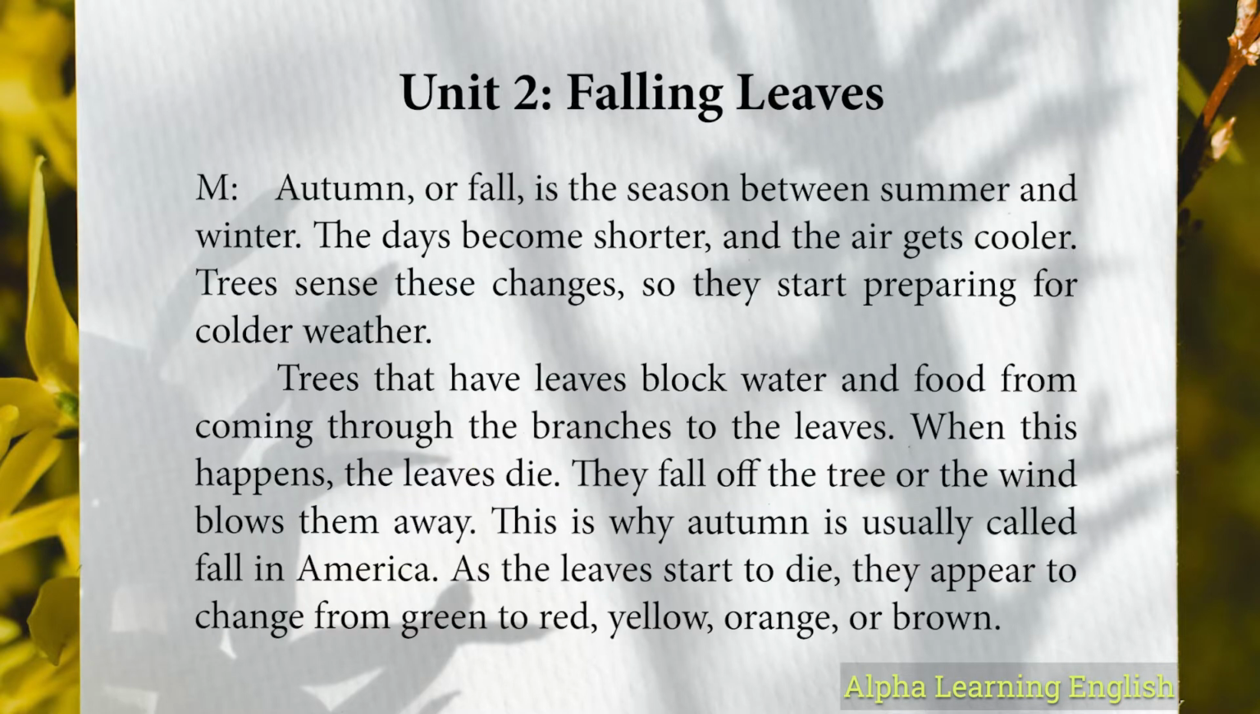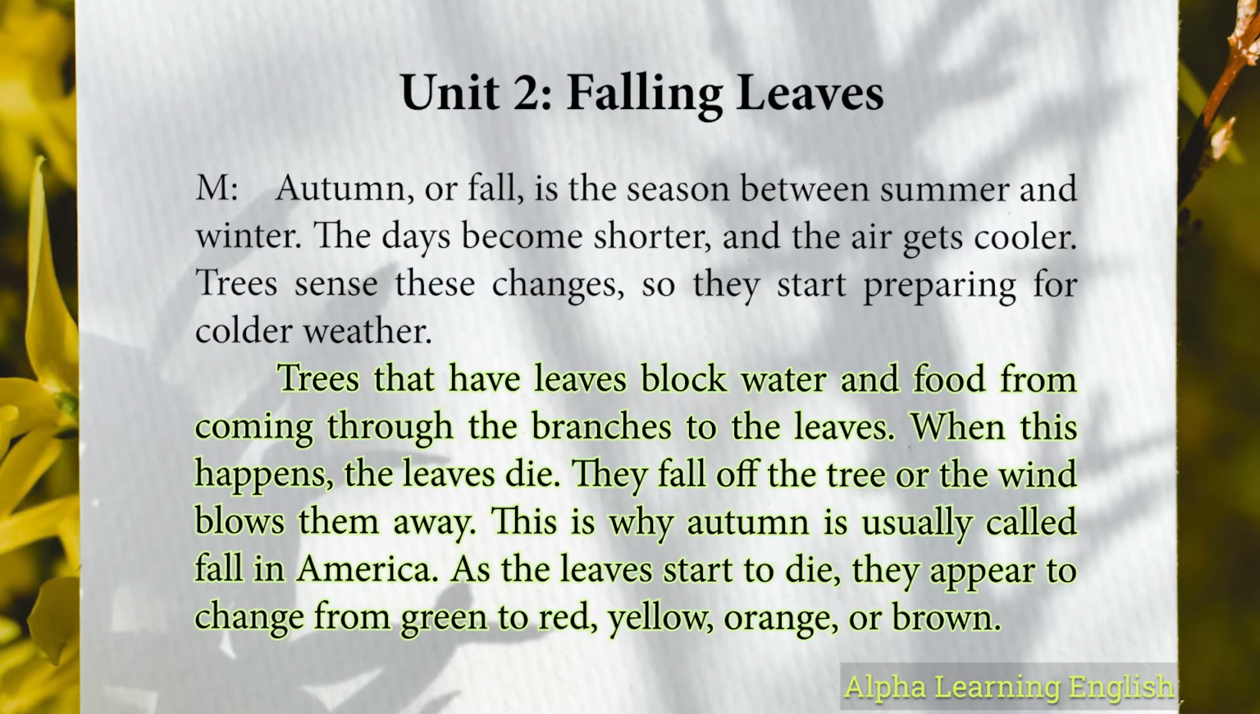Unit 2. Falling leaves. Autumn or fall is the season between summer and winter. The days become shorter and the air gets cooler. Trees sense these changes, so they start preparing for colder weather.